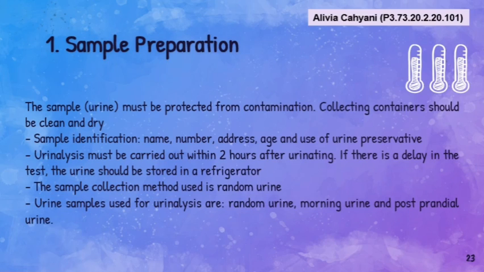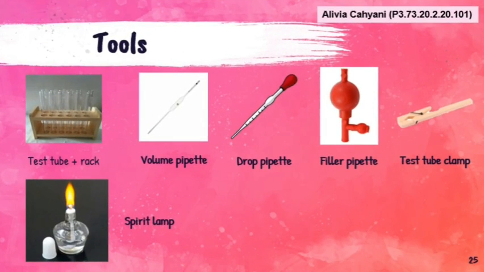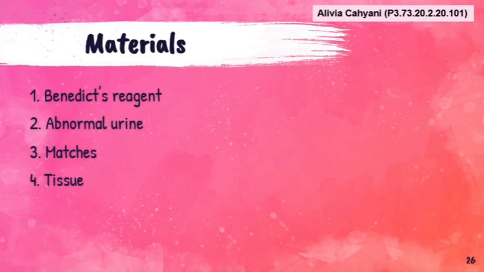The sample collection method used is random urine. Urine samples used for urinalysis are random urine, morning urine, and postprandial urine. 2. Principle. Urine is reacted with Benedict's solution to determine urine glucose levels based on change in urine color. The tools are a test tube plus rack, volume pipette, drop pipette, filler pipette, test tube clamp, and spirit lamp.